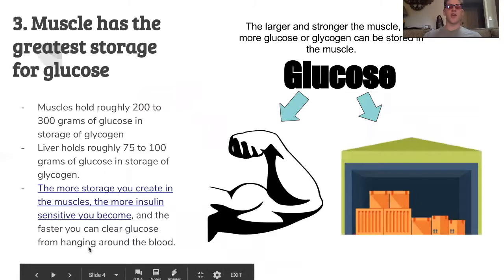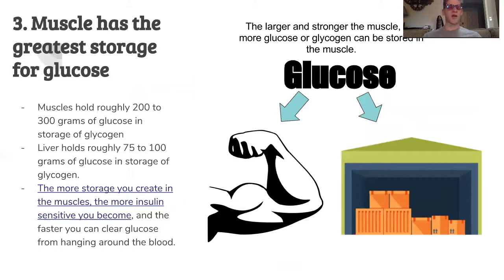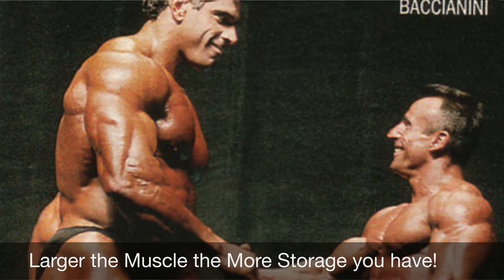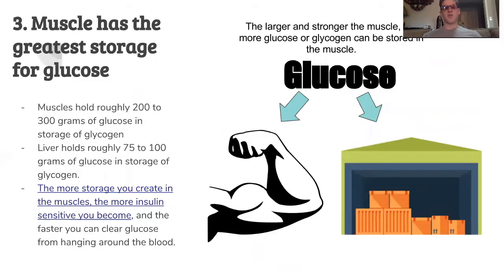Muscle has the greatest storage for glucose. Okay, muscles hold roughly 200 to 300 grams of glucose, depending on how large you are and how muscular you are and how much you use your muscle. So we store 200 to 300 grams of glucose in the form of glycogen, compared to our liver, which is the second storage mechanism of glucose, which only holds about 75 to 100 depending on the size of the person.